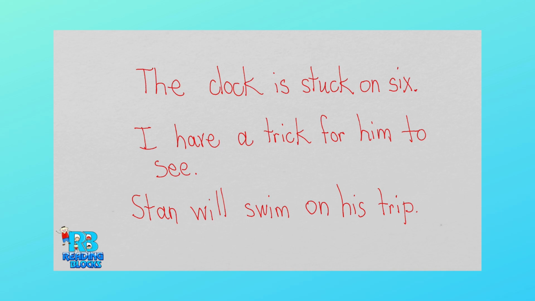Very good. Let's read our sentences. The clock is stuck on 6. I have a trick for him to see. Do you notice I said a for that? You could say a or a. I have a trick for him to see. And our last one, Stan will swim on his trip. Very good.